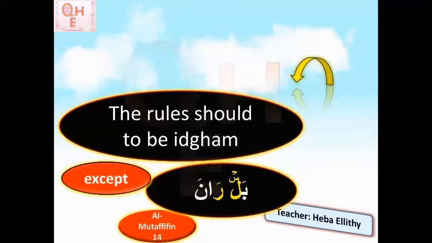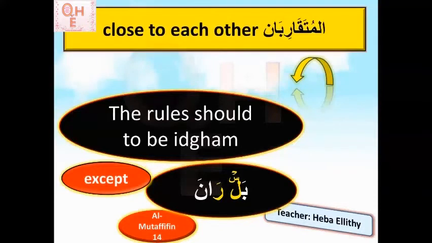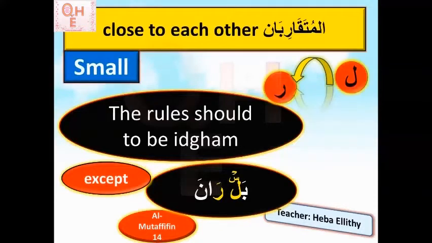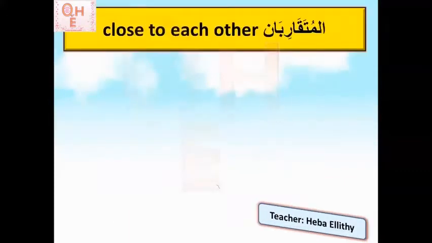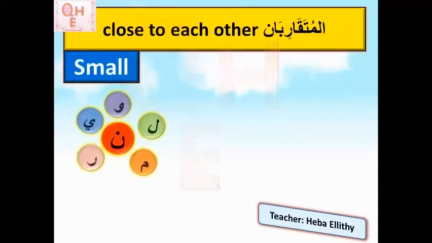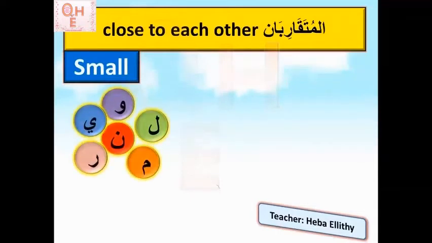This only comes in Surah Al-Mutaffifin, verse 14. It's not an example, it's an exception. This is in Al-Mutaqaribain, in the small case, when lam is followed by ra. We are still explaining letters close to each other. And now we will explain noon when it's followed by one of these 5 letters.